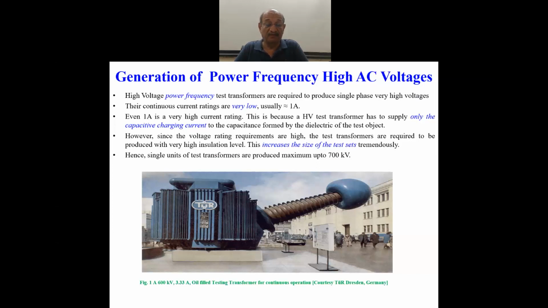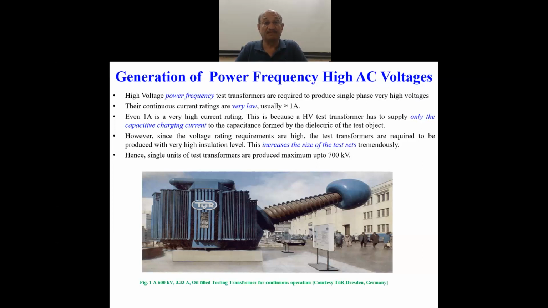So high voltage power frequency test transformers are required to produce single phase very high voltages. Their continuous current ratings are very low, usually 1 ampere. I have seen in the world not more than 3.3 amperes, highest current rating of the test transformer.